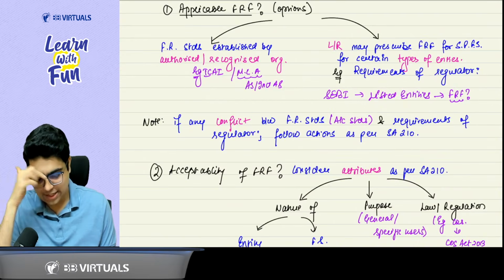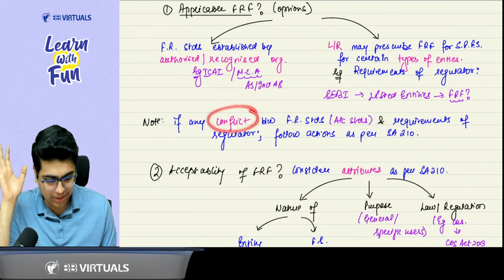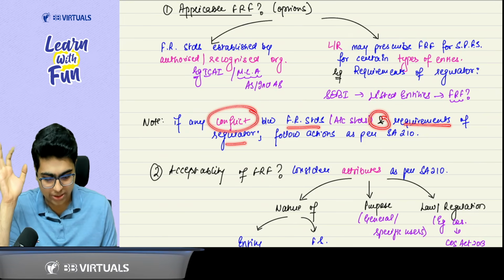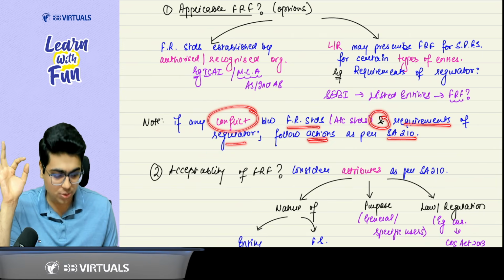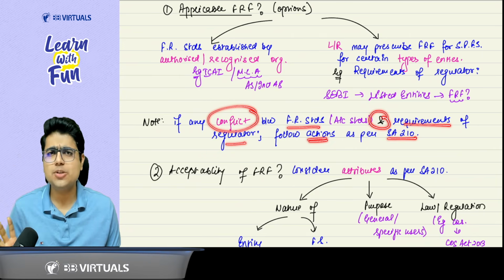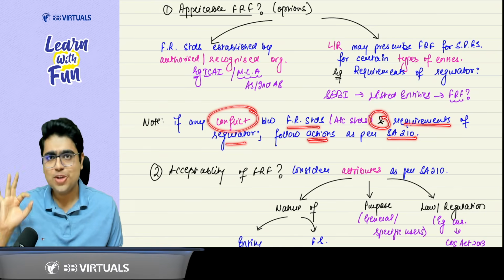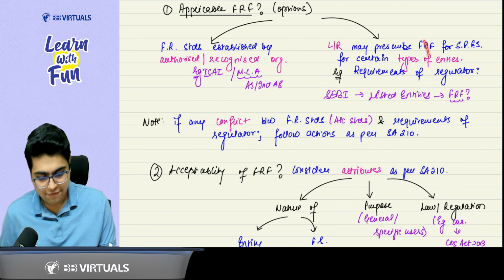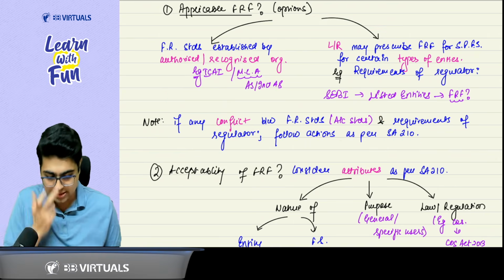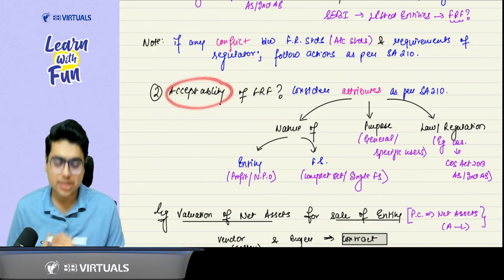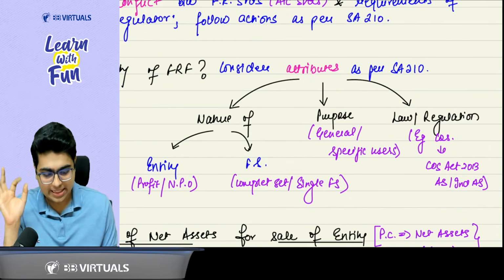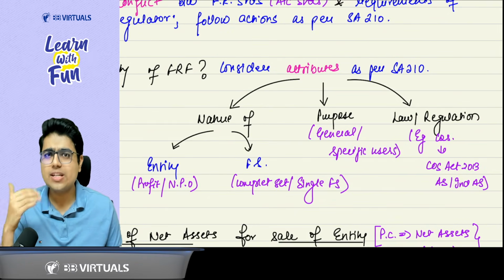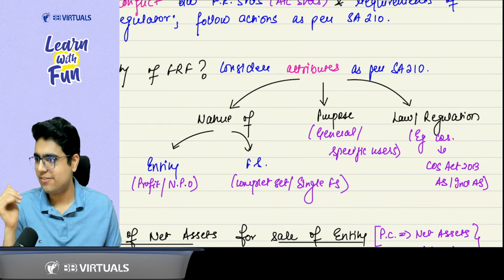Then it says if there is any conflict between financial reporting standards and the requirements of the regulator, then you have to follow the actions of SA 210. Sir, what are the actions of SA 210? That is not applicable for you. You just need to know that you have to follow the actions of SA 210. Got it, sir? Once you know the applicable FRF options, then you decide the acceptability. For acceptability, they say consider the attributes of SA 210. Now, sir, what were the attributes of SA 210? Let's revise.